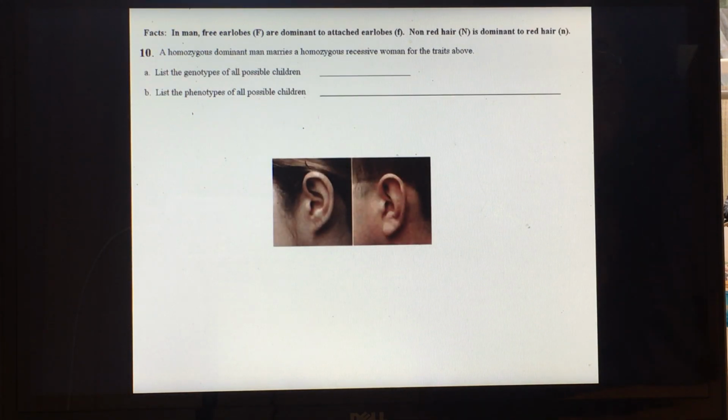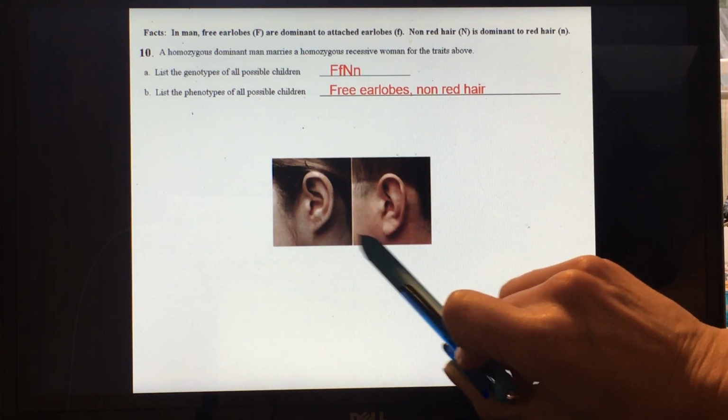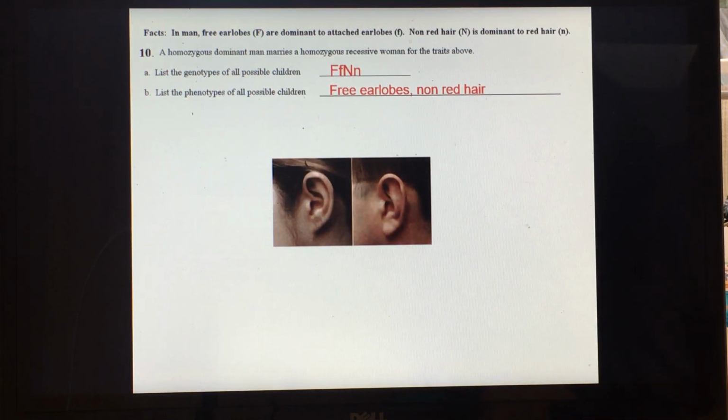In man, free earlobes are dominant to attached earlobes, and non-red hair is dominant to red hair. A homozygous dominant man marries a homozygous recessive woman for the traits above. The genotypes of all of their children would be heterozygous for both traits, big F, little f, big N, little n. And the children would all have free earlobes and non-red hair. We've shown you a picture here of free earlobes versus attached earlobes, just so that you know what we're talking about. You don't even really need to do a Punnett Square for this problem, but here it is.